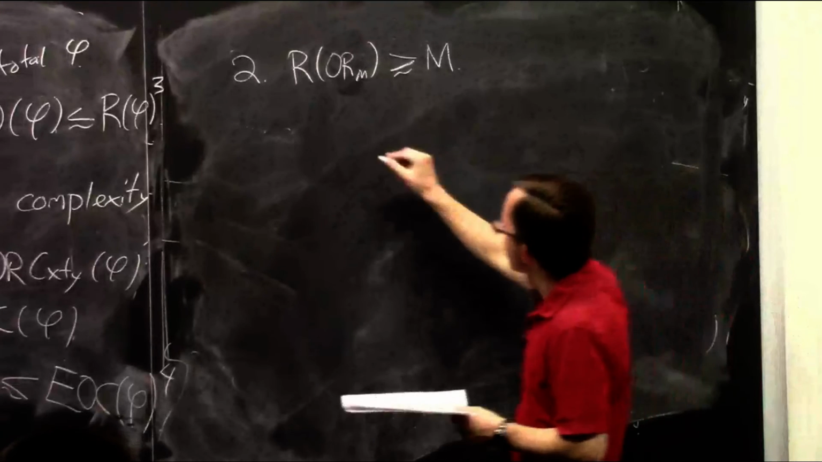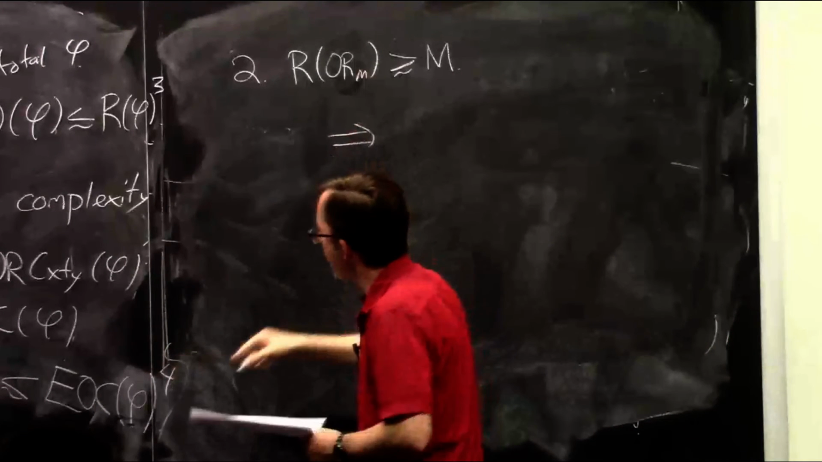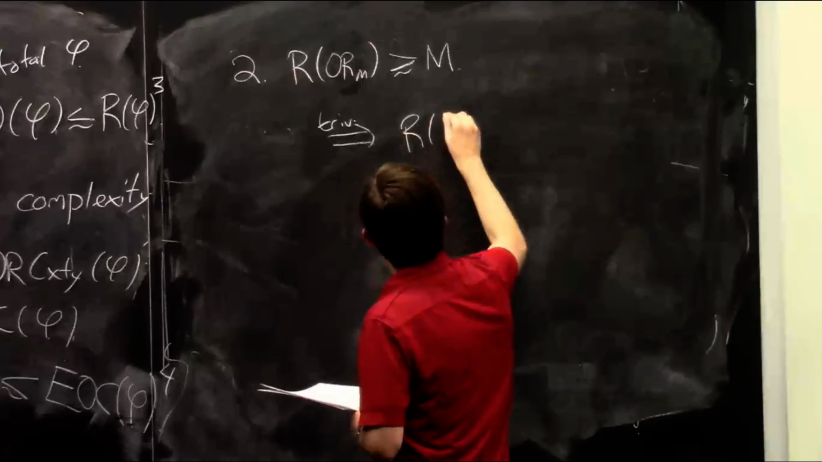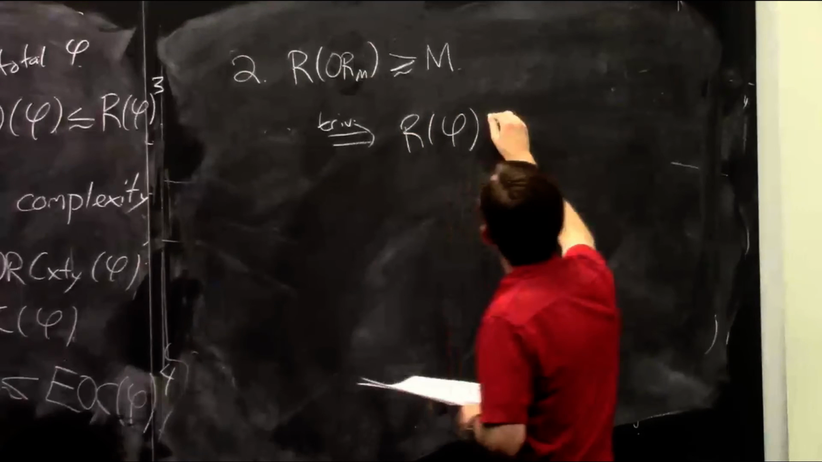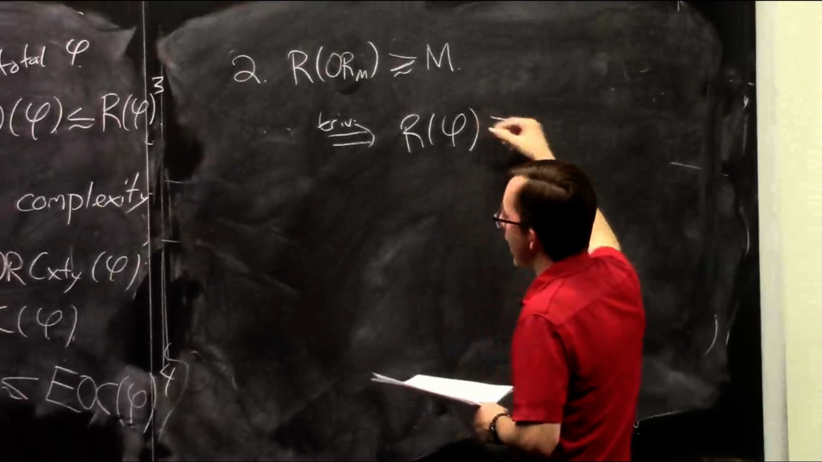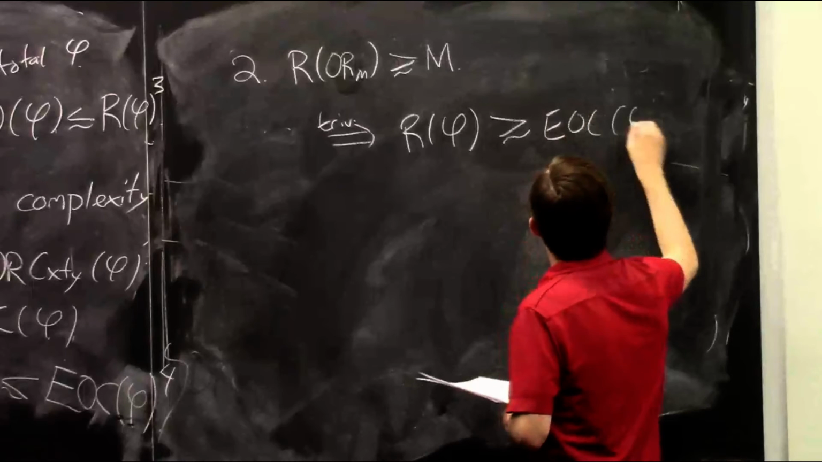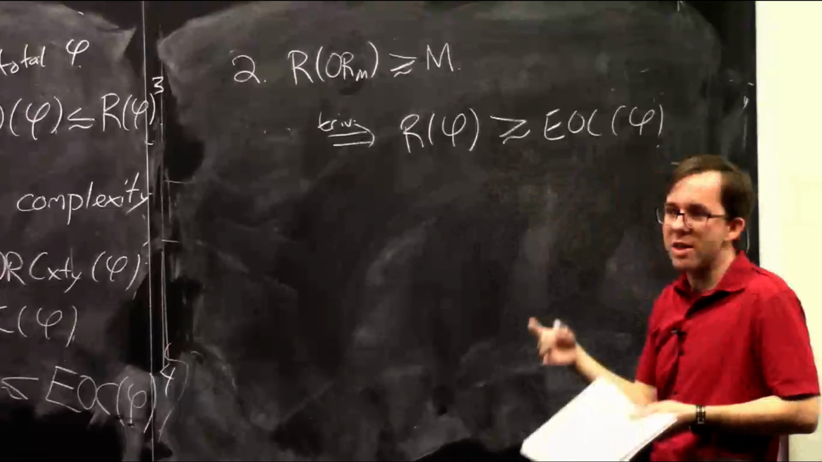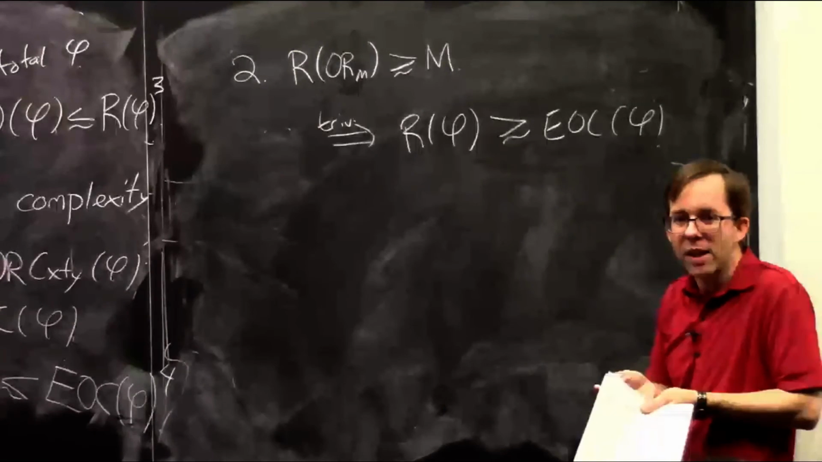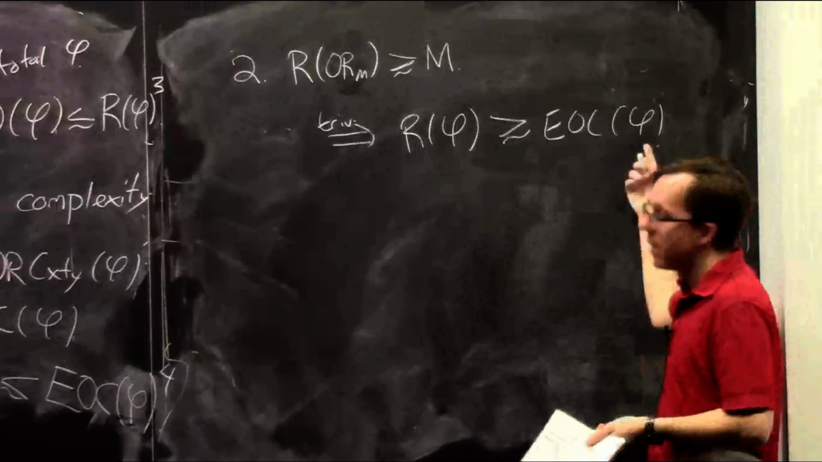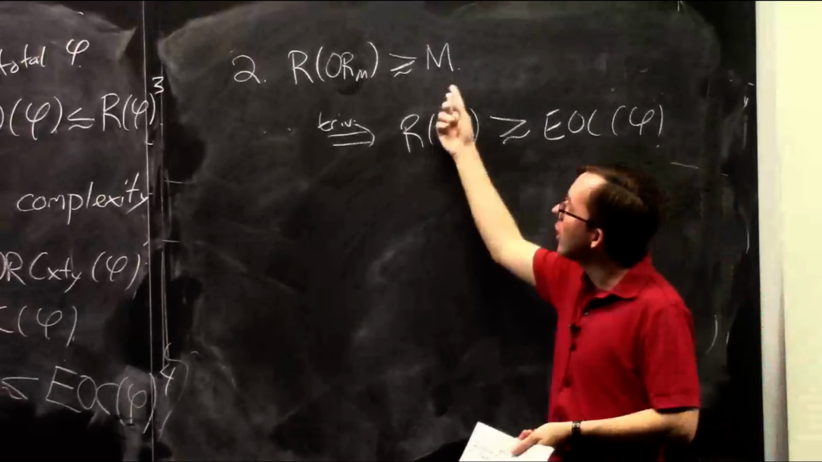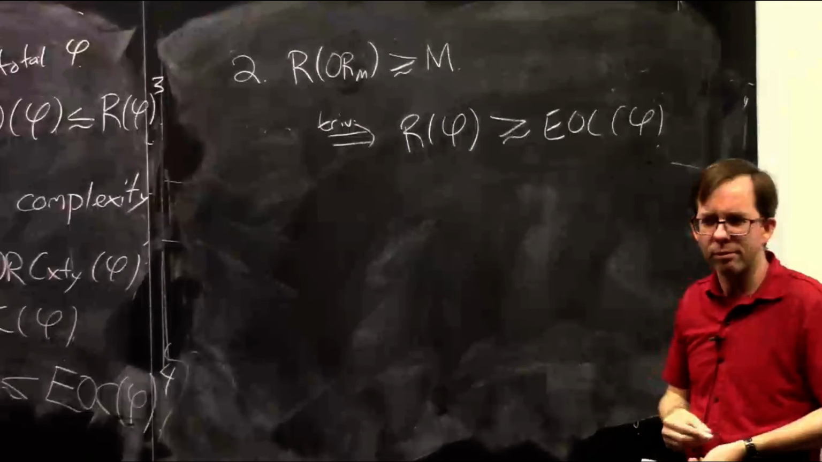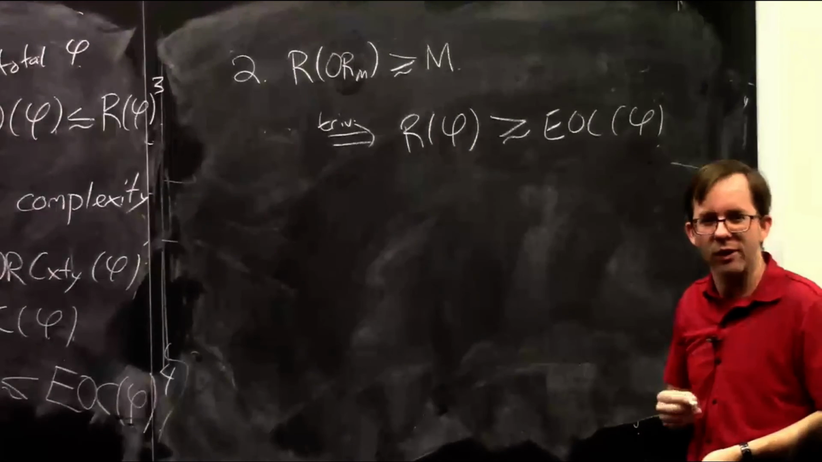And once you understand this embedded OR complexity, I assure you this trivially implies that the randomized complexity of any phi is at least the embedded OR complexity of phi. Because at a high level, this is the size of the largest OR that's embedded in phi. And so in order to solve phi, you have to at least solve this embedded OR on this many bits in phi. And to solve an OR takes about as many queries as the number of bits in the OR. Does that kind of make sense?